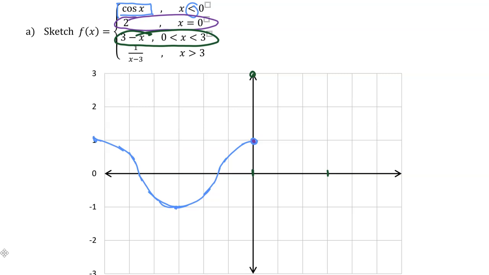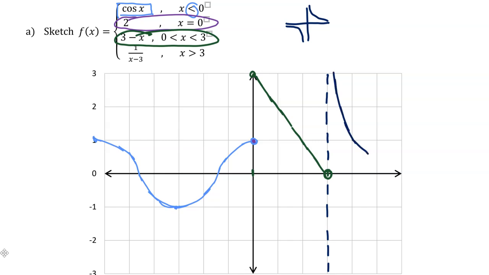The slope, it's a linear function. The slope is negative 1, so I'm going to drop down with a slope of negative 1 until I hit x equals 3, and it turns out that I hit (3, 0), also with an open circle because there are no equal to's there. And then last piece here is 1 over x minus 3. So that's a transformation of our 1 over x function. I have shifted it to the right 3. So that vertical asymptote that was at x equals 0 is now at x equals 3, right where we just put our open circle. And then the function will go like this.